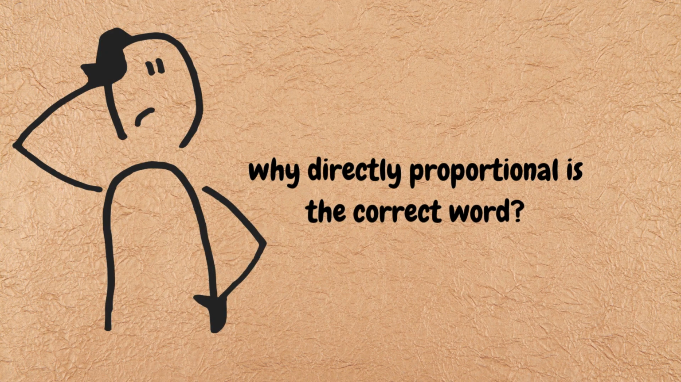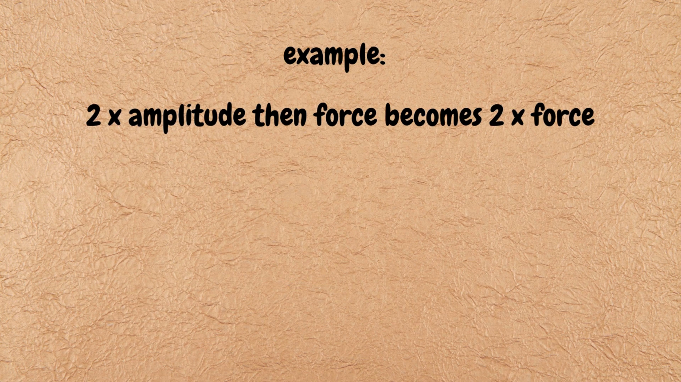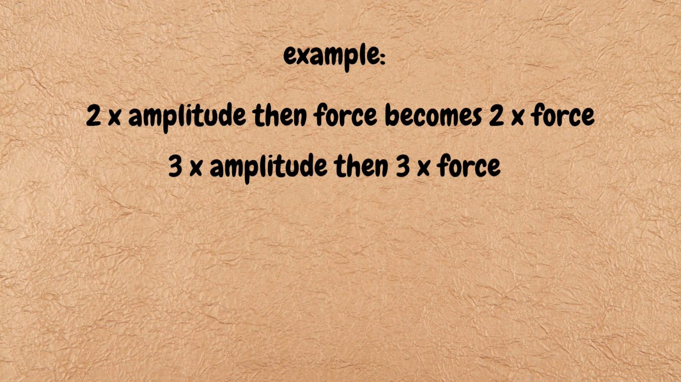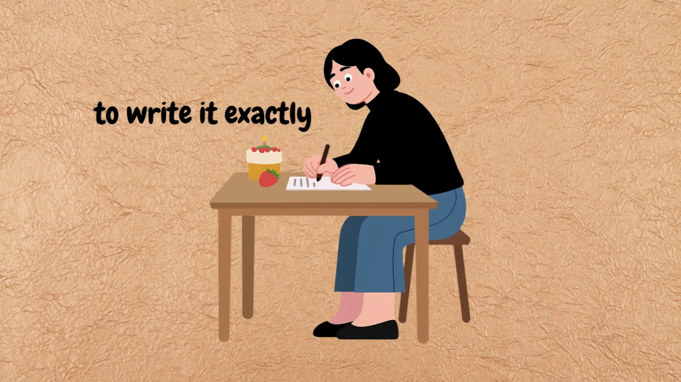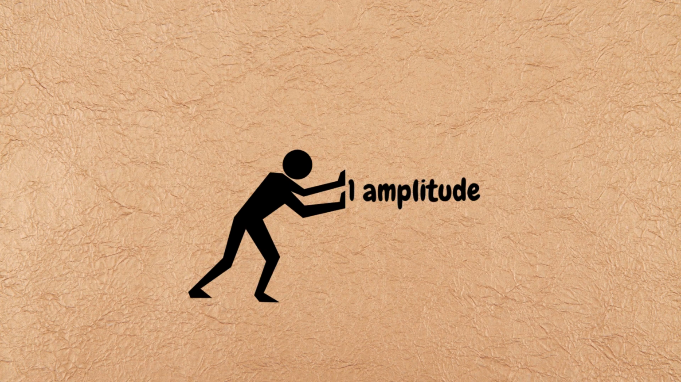Why is directly proportional the correct word? Directly proportional means when one thing increases, the other increases in the same ratio. Example, 2 into amplitude, then 2 into force. 3 into amplitude, then 3 into force. To write it exactly, force equals K into amplitude. Now pause here. What does this K mean? It means how much force is needed per unit amplitude.